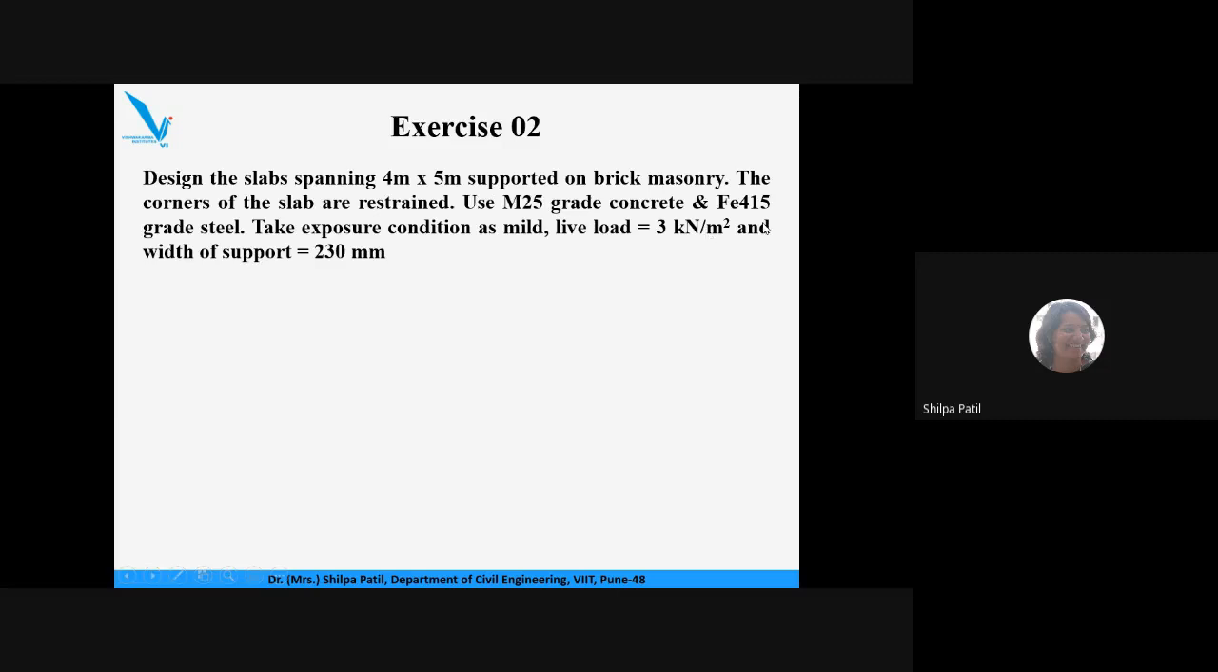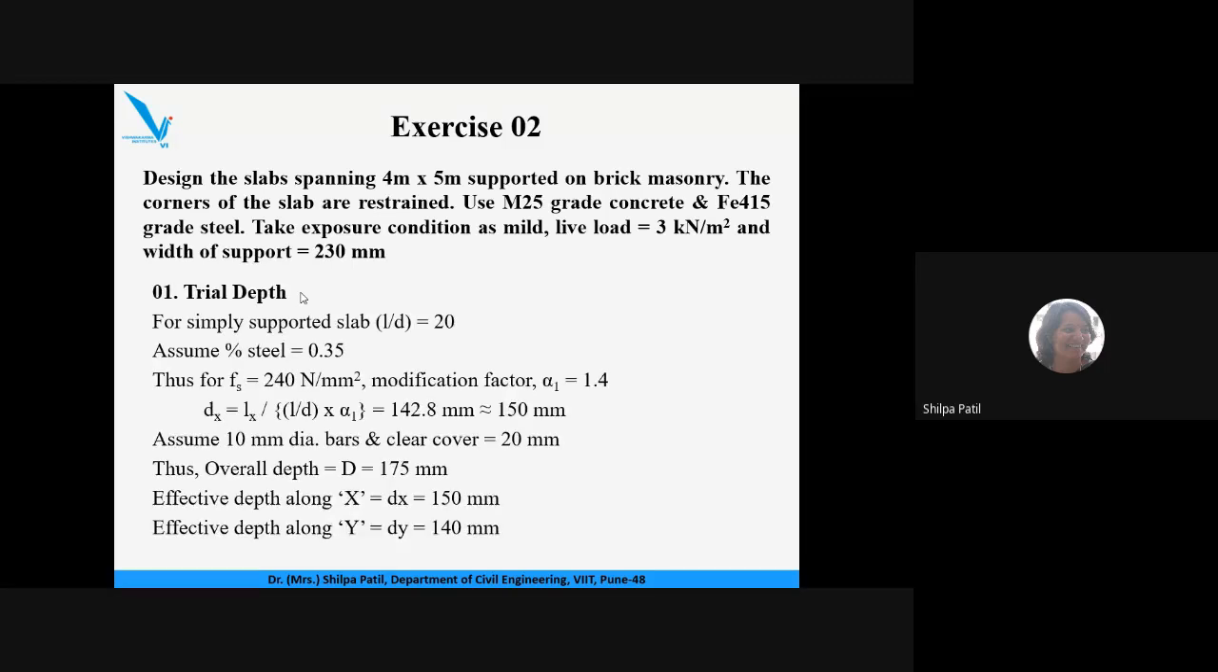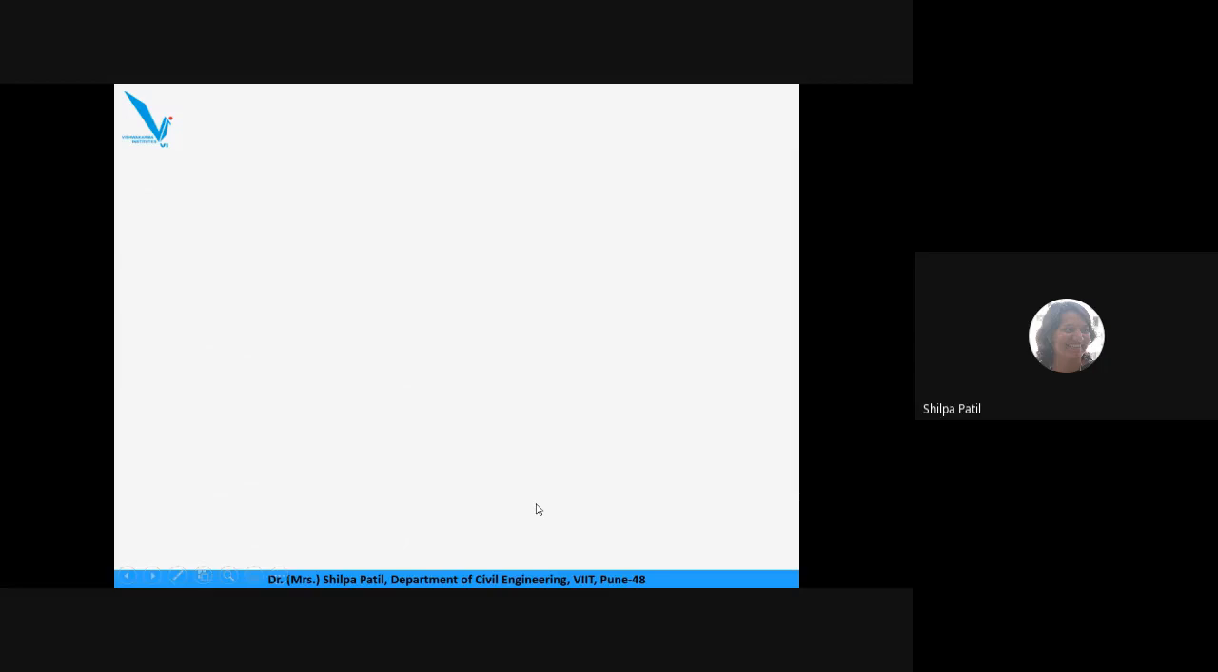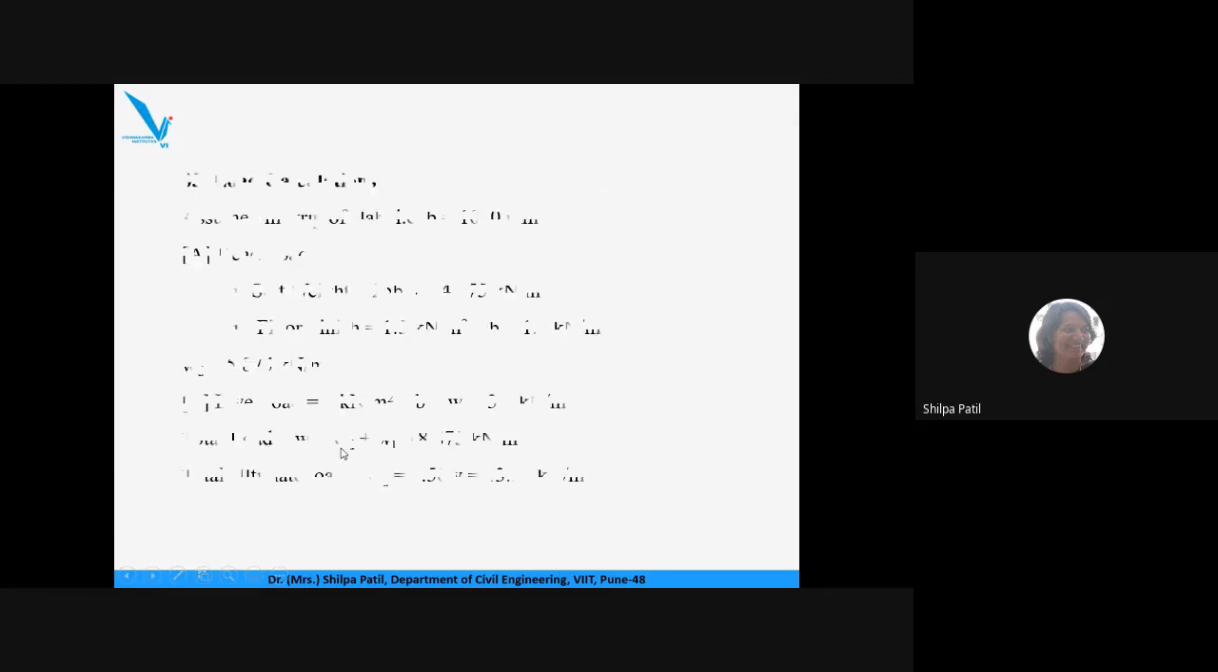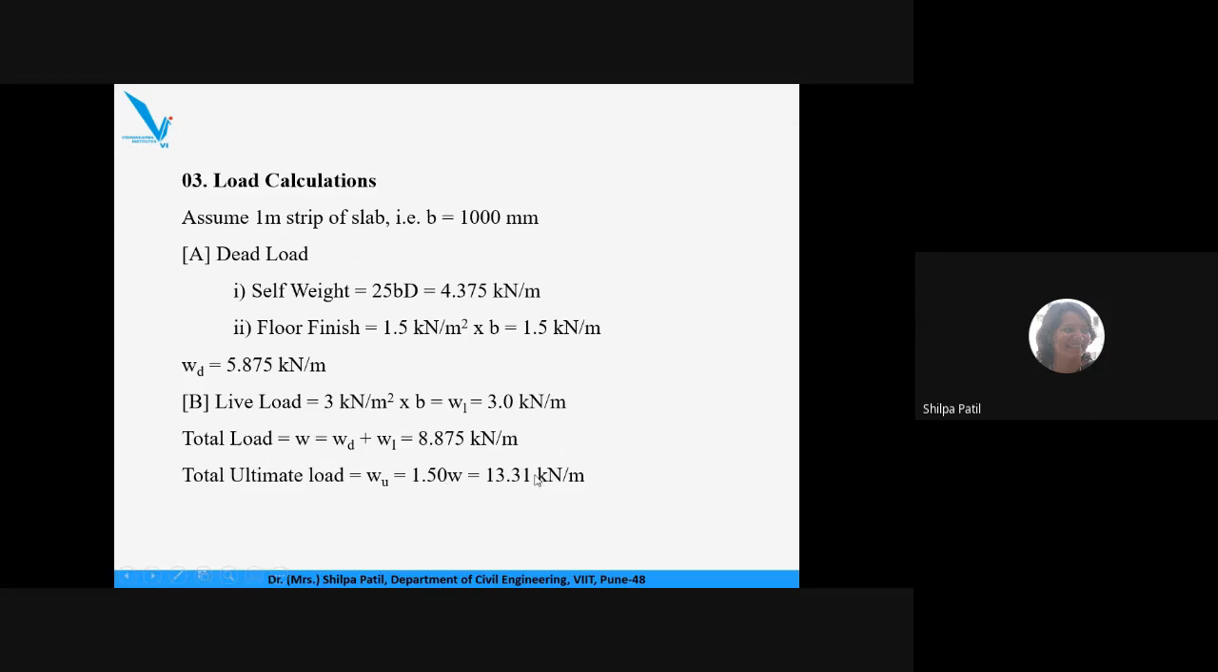Use M25 grade concrete and Fe415 grade steel. Take exposure condition as mild. Live load 3 kN per meter square. Width of support 230. All values are same. I have kept them the same as the earlier problem. So the first step will remain the same. I'm not going to explain all these in detail because we already discussed it. The effective depths along X and Y are coming the same, 150 and 140. The effective spans will also remain the same. Then the load calculation will also remain the same, 13.31 kilonewton per meter.